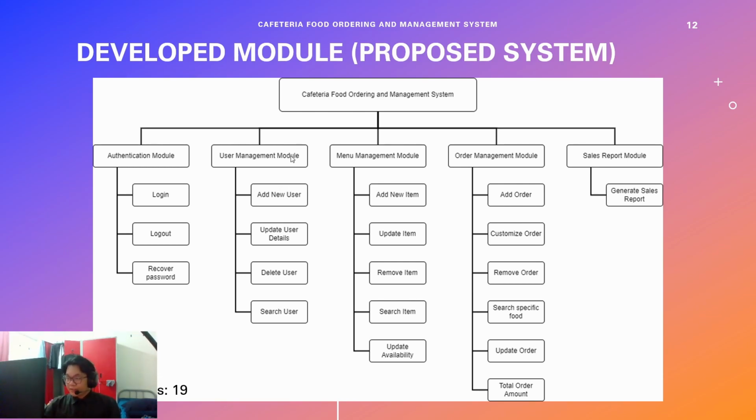The user management module, menu management module, and also order management module all have similar functions, which are to add, update, delete, and also search, the four major things that you need. The only difference is the menu management module has update availability, and in order management, you can see that it has a customized order, and there's a total order amount function down there. And finally, the sales report module is just to generate the report.